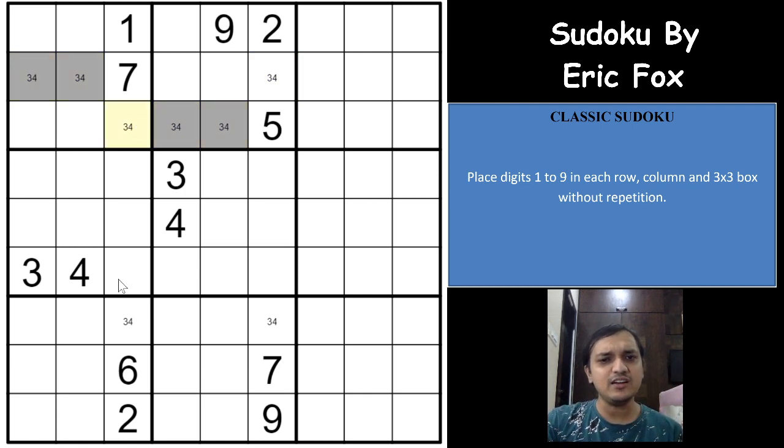If I had a 3-4 pair and a 3-6 pair here, then the only possibility eliminated from these 4 cells would be 3. But I've used a 3-4 possibility in both of these rows, which means both of these possibilities can be eliminated from these 4 cells. This is called the skyscraper logic, or in other words, you can even call this an X cycle.